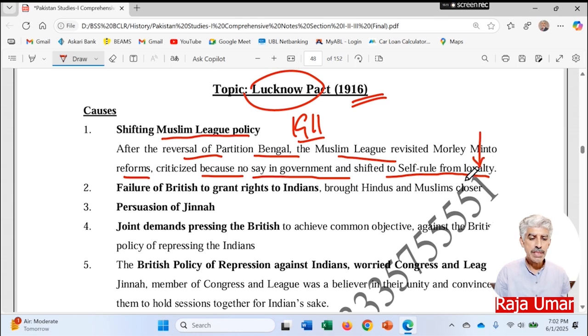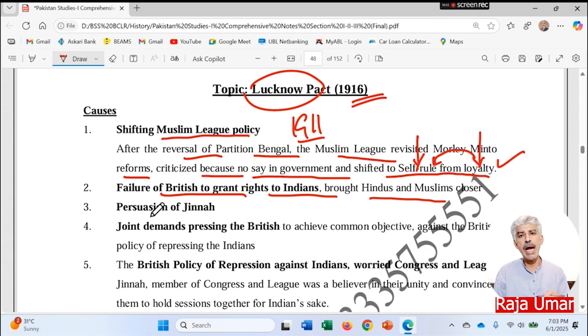So they were here previously, as they had got some say in the political system because of the partition of Bengal, as they had got a province in the form of East Bengal to govern. Secondly, they had got separate electorate through Morley Minto reforms. But when the reversal of partition of Bengal was done and they had nothing left to rule, they shifted their policy from loyalty to self-rule.